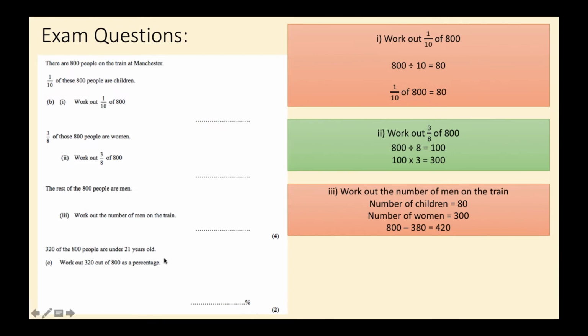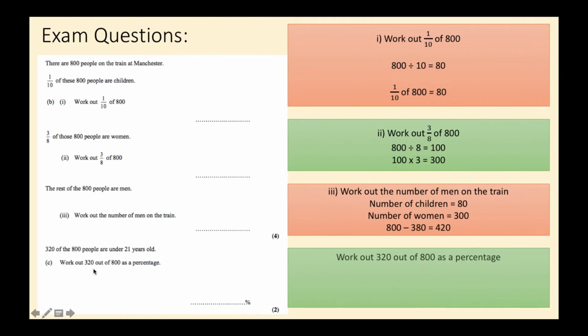And then for the last one, we haven't actually covered much on percentages yet, but I thought I would just add this one in just in case anyone felt like they could do it, or just to test you a little bit. This one says 320 of the 800 people are under 21 years old. It asks you to work out 320 out of 800 as a percentage. It sounds really complicated, but when you see that "out of", it's just like a fraction. So it's 320 out of 800 as a fraction. Obviously we don't want a fraction, we want a percentage, but this is how we have to write it in order to get there.